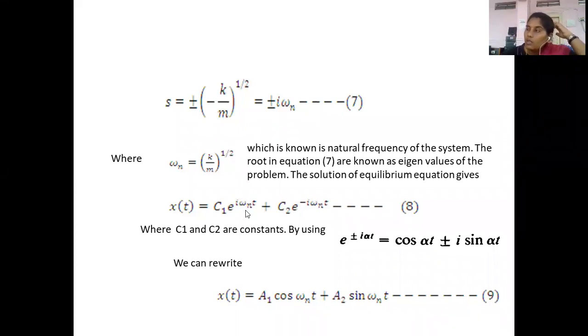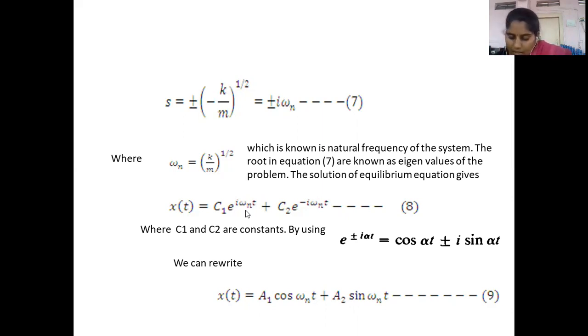Write down x of t is equal to c1 into e raised to i omega n t plus c2 into e raised to minus i omega n t. That is equation number 8.